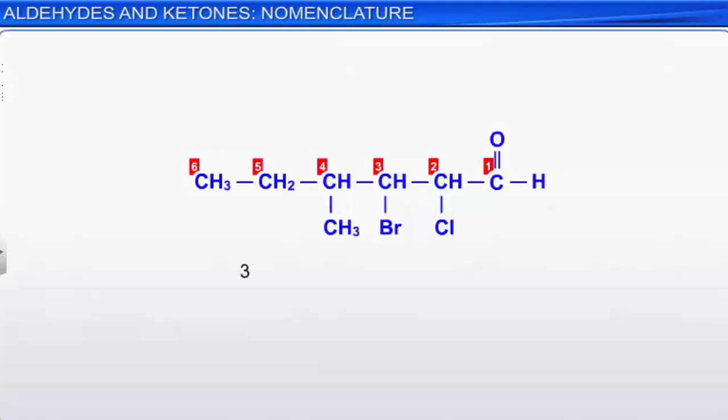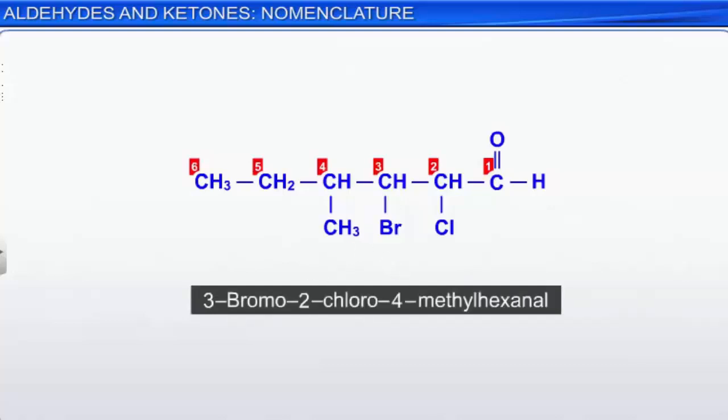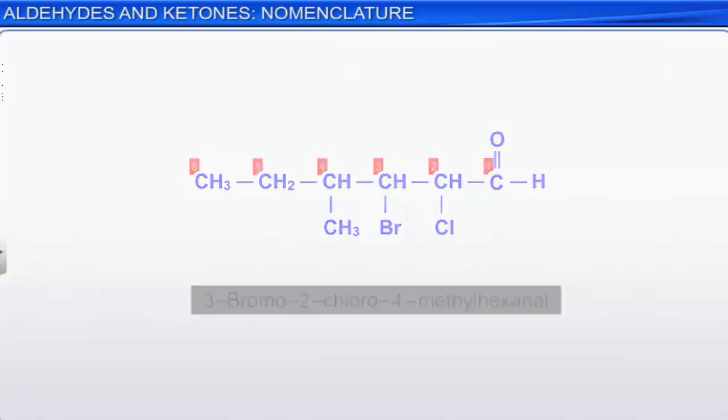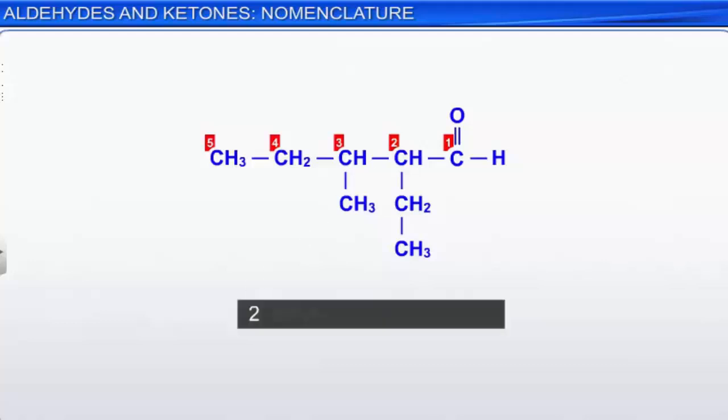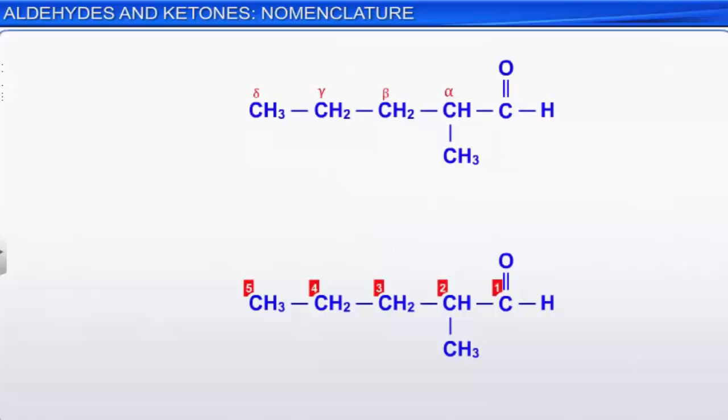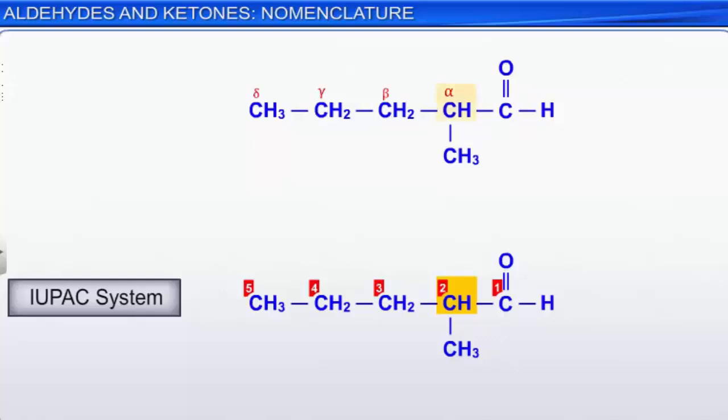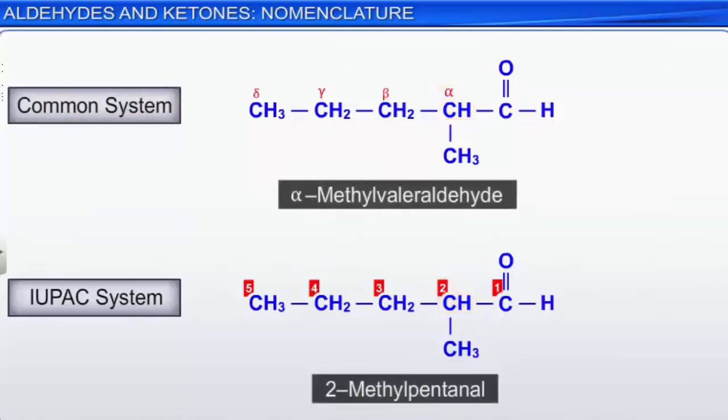In case of aldehydes, the longest carbon chain is numbered starting from the carbon of the aldehyde group. Thus, the given compound is named 2-ethyl-3-methyl-pentanal. It must be noted that the C2 of the IUPAC name corresponds to the alpha of the common name. For example, the compound shown here bears the IUPAC name of 2-methyl-pentanal, while its common name is alpha-methyl-valeraldehyde.